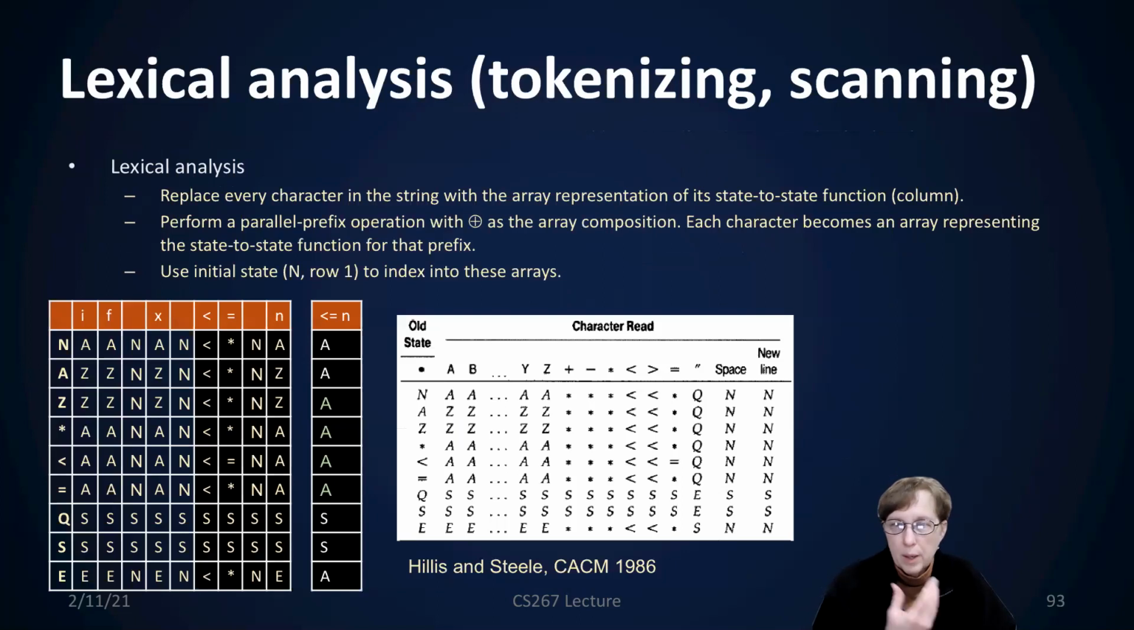Okay, so how are we going to parallelize this? Generally finite state machines seem like they're pretty serial things, where you're just walking through the states looking at one character at a time. How can you possibly parallelize that?